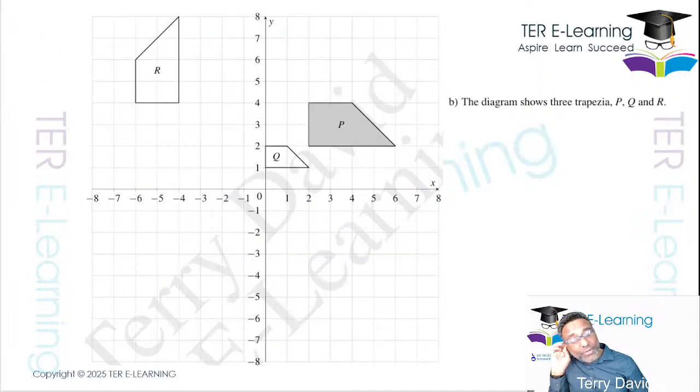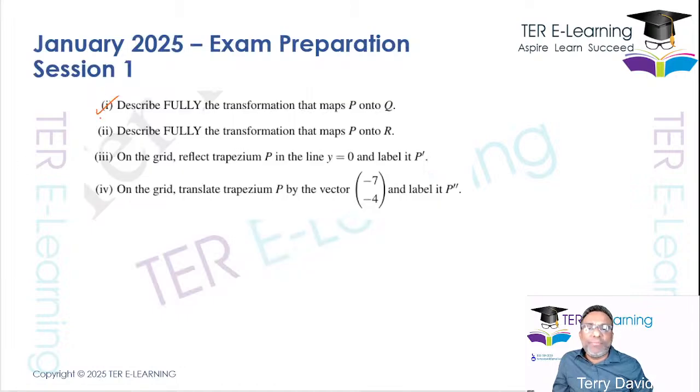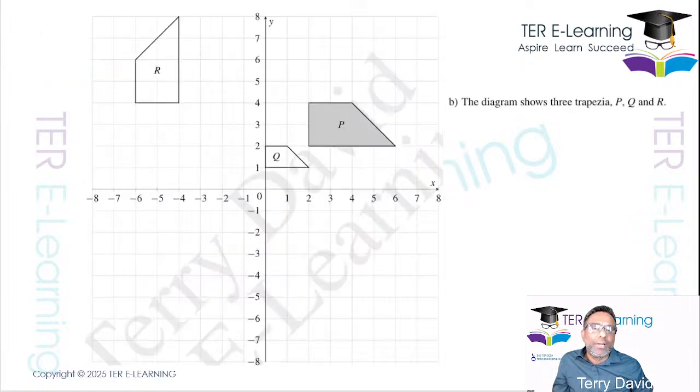Part B, right? We have a diagram here, and the diagram shows three trapezia, right? So we have trapezium P, trapezium R, trapezium Q, and what do we want to find out? Describe fully the transformation that maps P onto Q, right? So you want to map P onto Q. What kind of transformation do you all think that is? We're mapping P onto Q. What kind of transformation do you guys think that is?